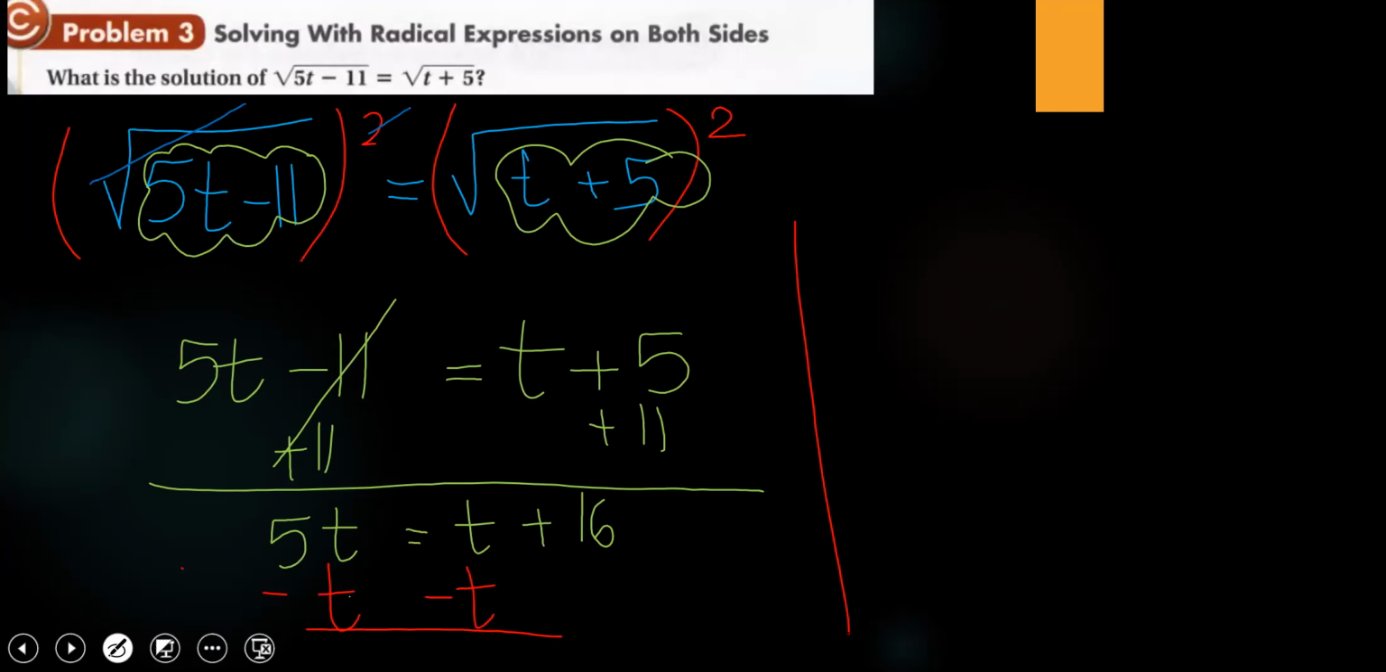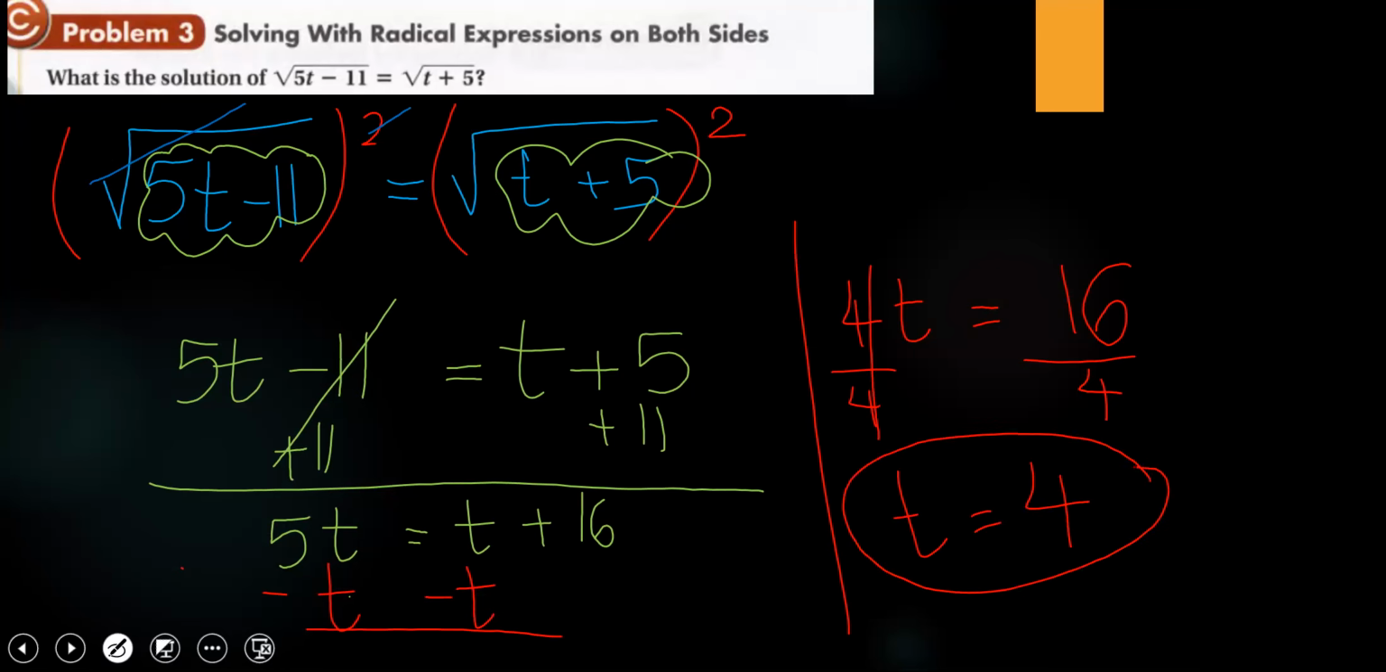So after that, 5t minus t, we have 4t equals 16. Divide by 4. Exactly, 4t divided by 4. I don't want 4t, I want t only. So I say now t is 4. t equals 4.